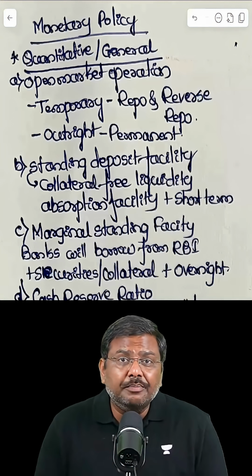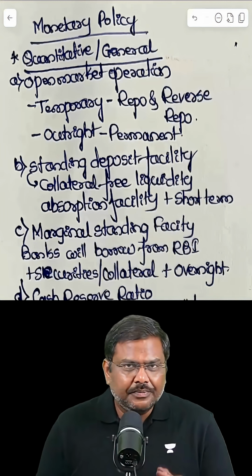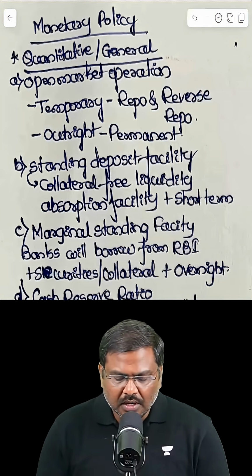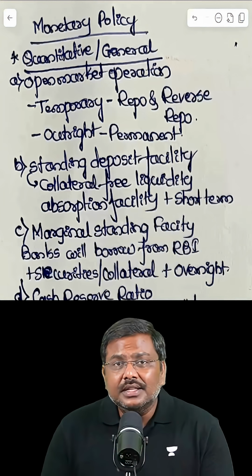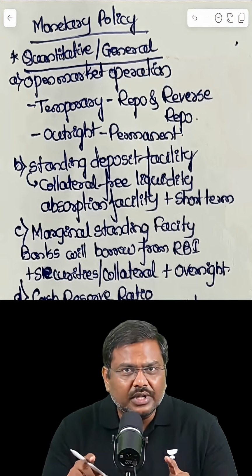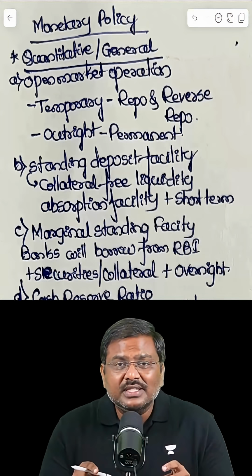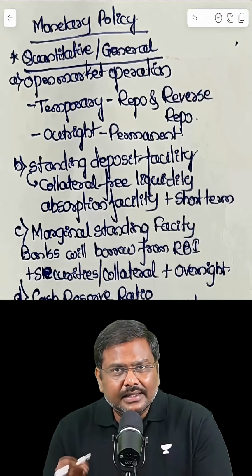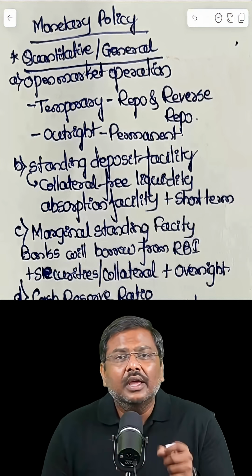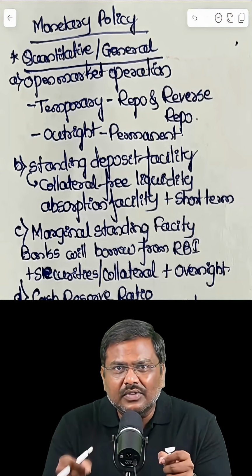Let's revise monetary policy tools or credit control tools, starting with quantitative or general credit control tools. First one, open market operations. Under this, RBI will either sell government securities or purchase government securities according to the requirement. If RBI wants to change the money supply permanently, it will conduct outright OMO. If it wants to change the money supply for a short duration, it will conduct repo and reverse repo.